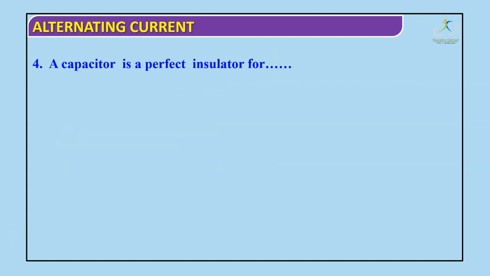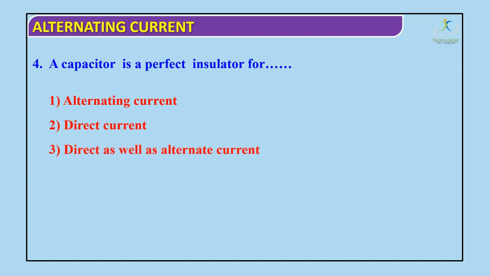Next question we have: a capacitor is a perfect insulator for alternating current, direct current, direct as well as alternating current, or none of the above. The correct answer for this question is direct current. A capacitor is a perfect insulator for direct current.